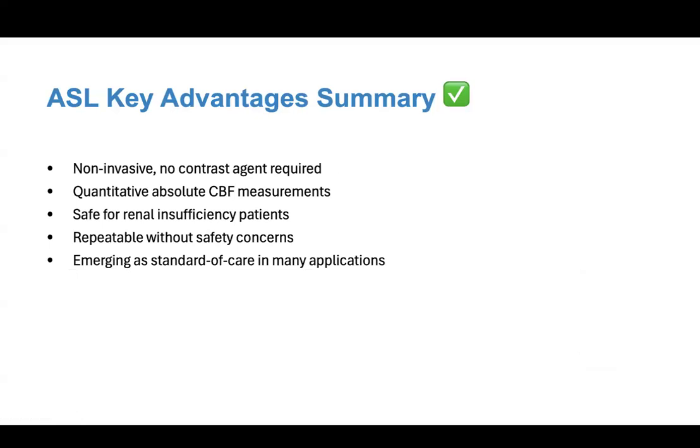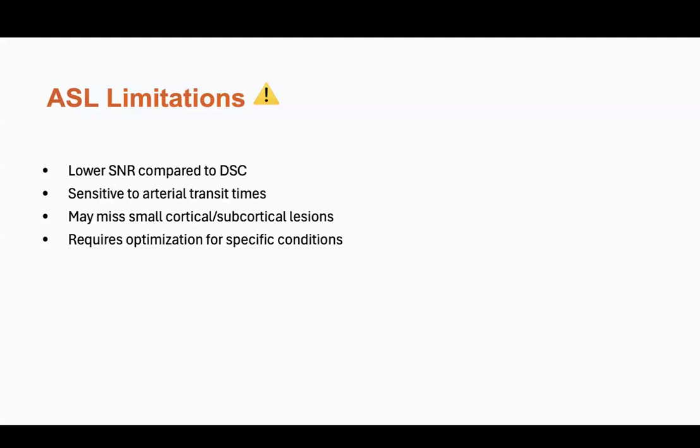What are the key advantages of ASL? It is non-invasive, non-contrast requiring, and absolute CBF measurements can be done. It is safe for renal insufficiency patients, and repeatability can be done without safety concerns. Newer techniques are coming, like velocity-selective ASL and selective artery labeled ASLs, which are improving accuracy. But ASL limitations: it has low signal-to-noise ratio compared to DSC. It is very sensitive to arterial transit times and can miss cortical, subcortical, small acute infarcts, and requires optimization all the time for specific conditions and based on age.